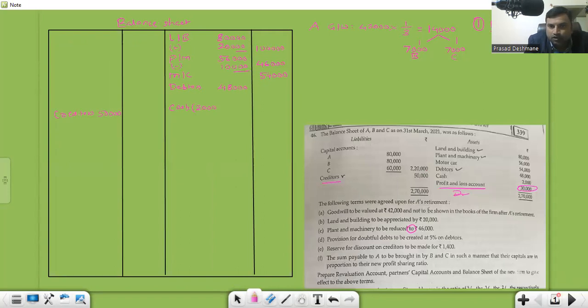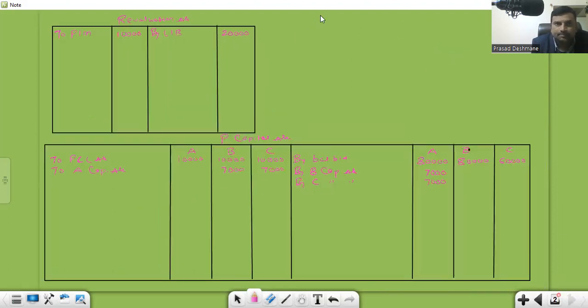Next, provision for doubtful debts to be created at 5% on debtors. So I'll charge 5% on debtors. 48,000 into 5% is 2,400. If I subtract that, I'll get 45,600. There's no old provision, so this full 2,400 is the new provision which we made, and it is an asset reduction, so it's a bad thing. So I'll record it on the reval account debit side as provision. Okay.